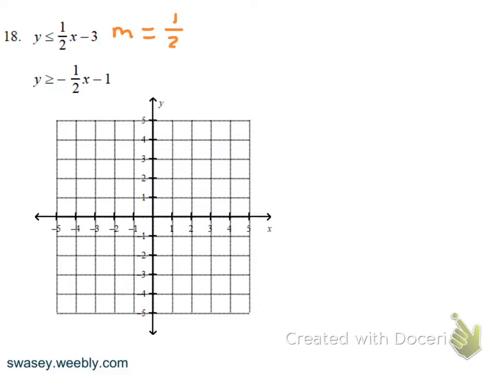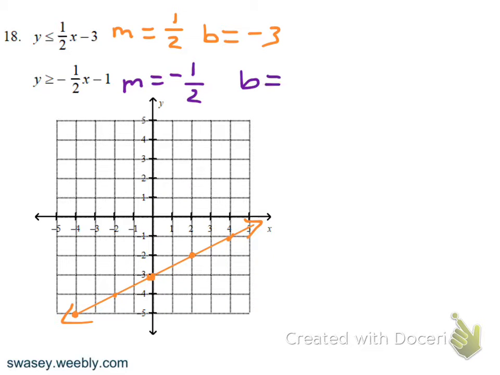First one, slope of 1/2, y-intercept of -3. Put a point at -3, go up 1 to the right 2. It's going to be a solid line because we're equal to. For the second one, we have a slope of -1/2 and a y-intercept of -1. So plot a point at -1, go down 1 to the right 2. This one will also be a solid line.